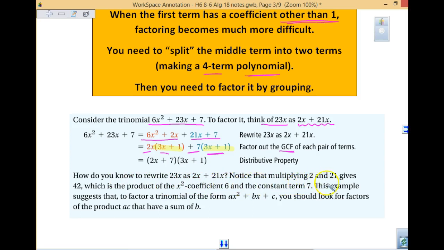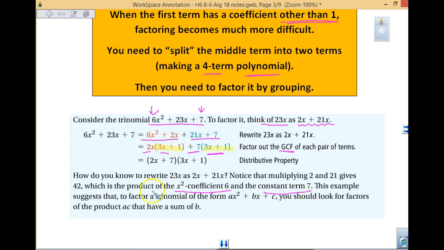Notice that multiplying 2 and 21 gives us 42. 42 is the product of the x squared coefficient of 6 and the constant term 7. This 6 and this 7, when I multiply them, give us 42. Once I have that 42, I'm going to be looking at factors of 42 that will add to 23. Do you agree that 2 times 21 is going to give us 42?